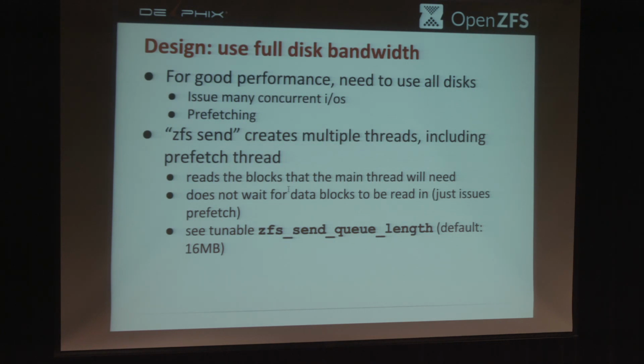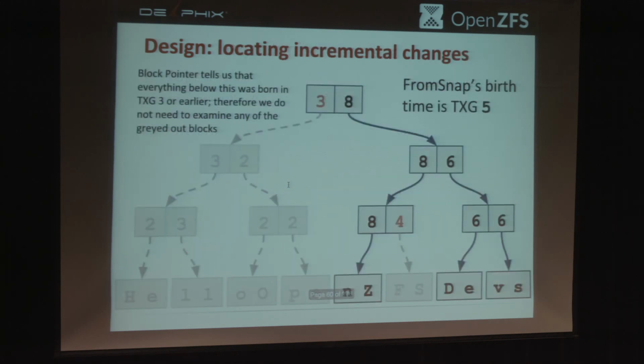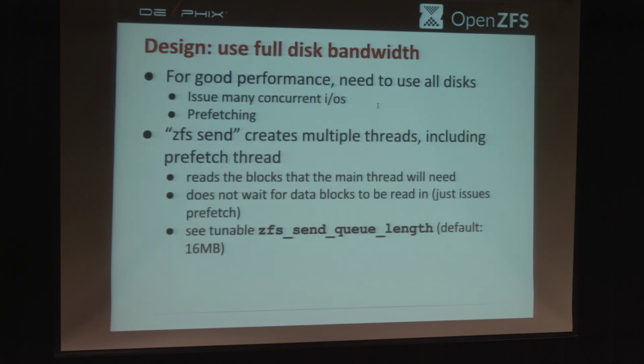The next goal was to try to use all of the available disk bandwidth, all of the power that ZFS gives us. When I described sort of what the send looks like on this slide, it was a very serial operation, right? You look at the block pointer, you figure out what to do, then you either issue the read or don't. But if you do that, then you're bound by the latency of your disks rather than the bandwidth or the throughput, and that's not a good state to be in, especially if you're using spinning hard drives.